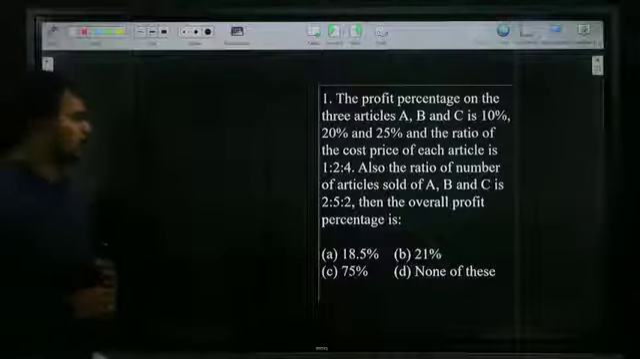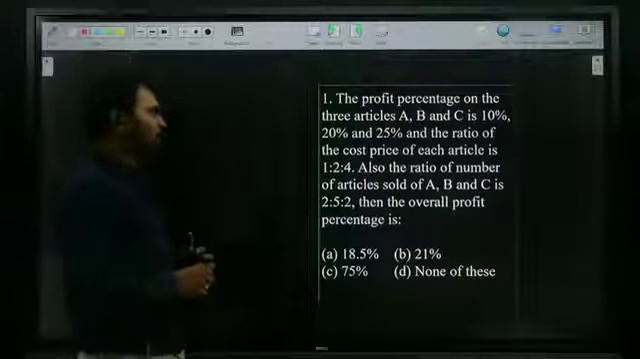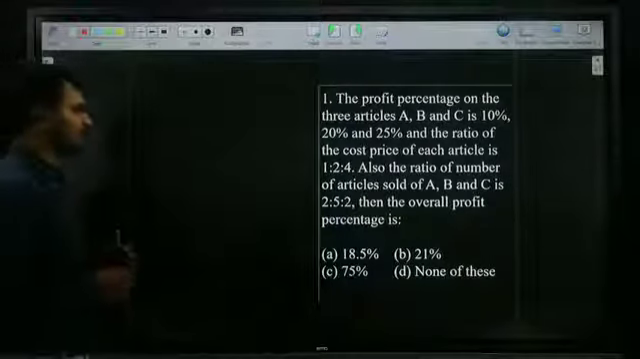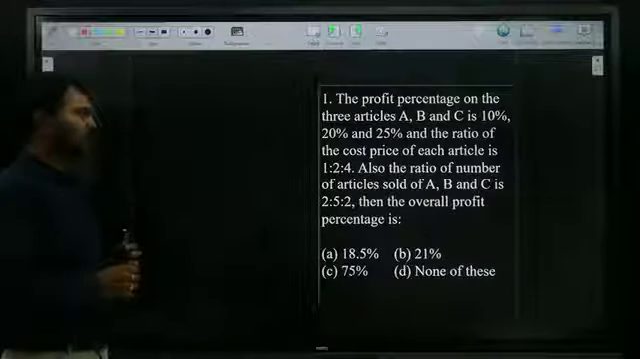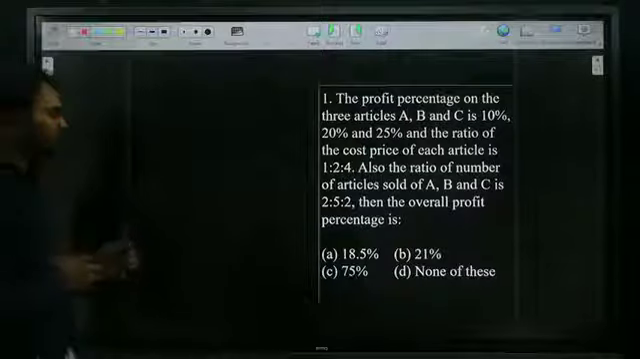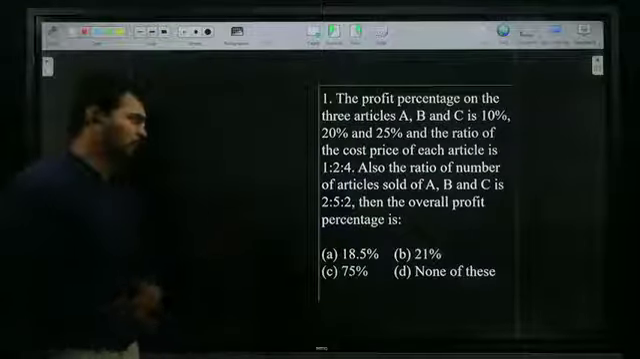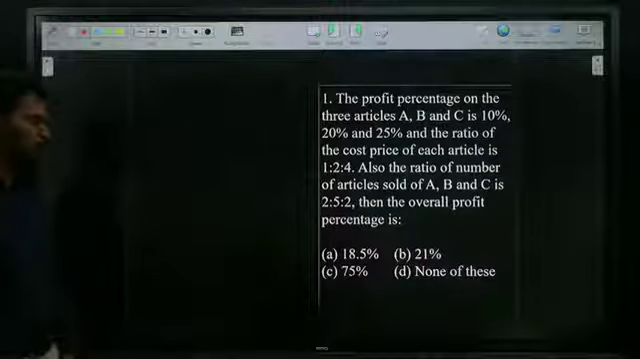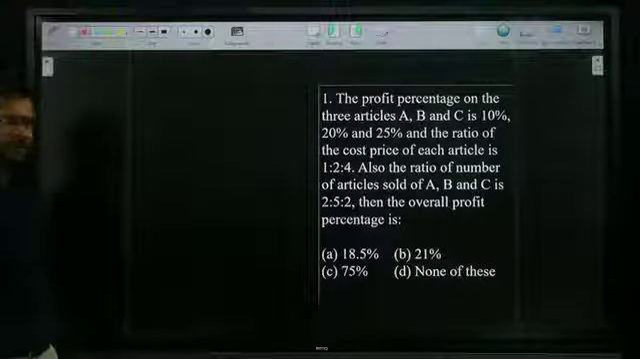Read the first question, all of you. The profit percentage on the three articles A, B, C is 10%, 20%, 25%. The ratio of the cost price of each article is 1:2:4. Also the ratio of the number of articles sold of A, B, C is 2:5:2. Then the overall profit percentage is dash.